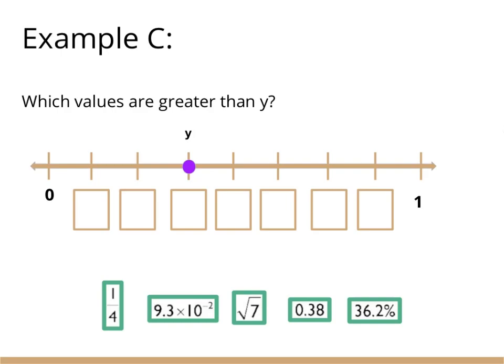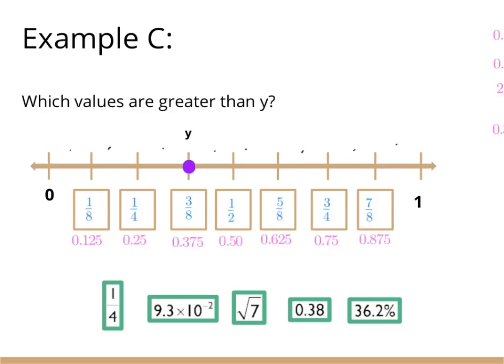So I'm going to start with my counting. 1, 2, 3, 4, 5, 6, 7, 8. I counted my spaces, so I know this is an eighth. So I'm going to write out my fractions. I'm going to write out my decimals. I'm going to be doing that with a little bit of magic. So I've done that now. I've got my fractions, I've got my decimals, so that was good to know. Now I know that y is at 3/8, and I know the decimal for that is 0.375.